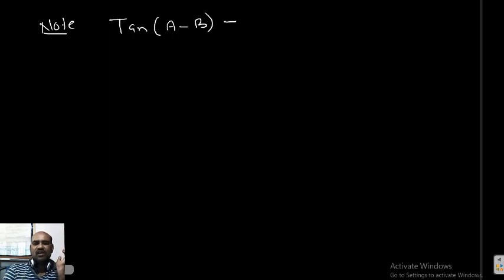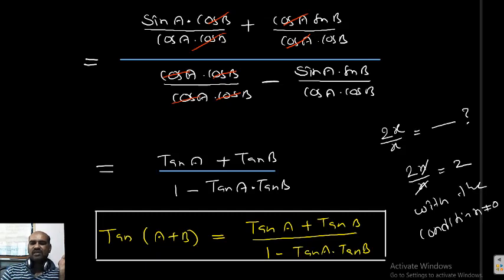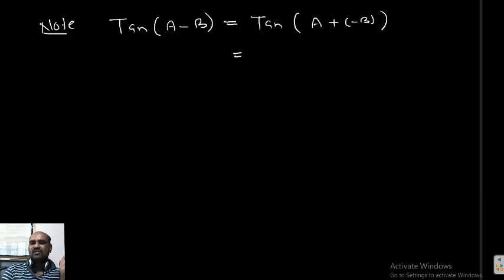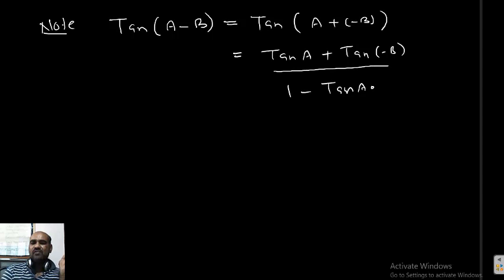So, next note students, tan of A minus B formula I want now. Just now I derived tan of A plus B formula. Now I want tan of A minus B. Now I can write this as tan of A plus of minus B. So in this formula, instead of B I can write minus B. Just like tan of A plus B: tan A as it is plus tan B, tan B means minus B, by 1 minus tan A into tan B. Tan B means instead of B I can write minus B.